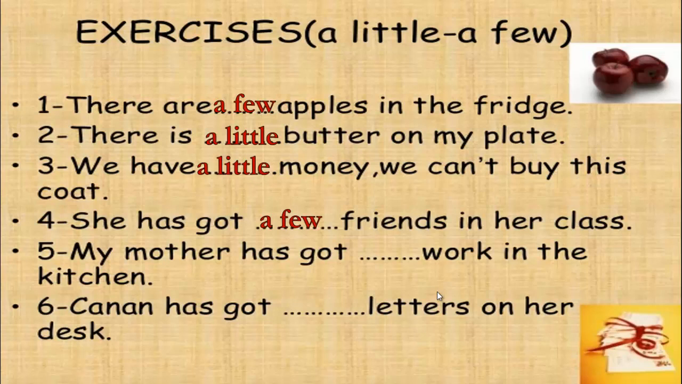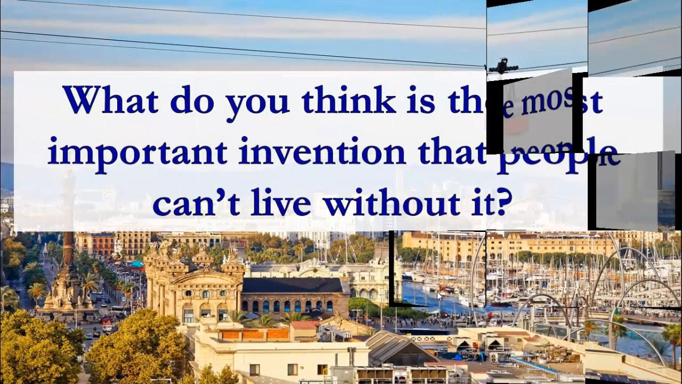Number 5, my mother has got work in the kitchen. Can we count the word work here? We cannot count it. It's going to be a little. So my mother has got a little work in the kitchen. The last sentence, Canan has got space letters on her desk. Here we have the word letters. The word letters is a plural countable noun. It's going to be a few. So Canan has got a few letters on her desk.